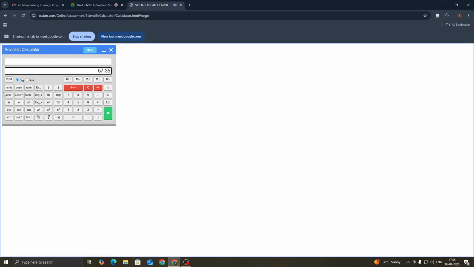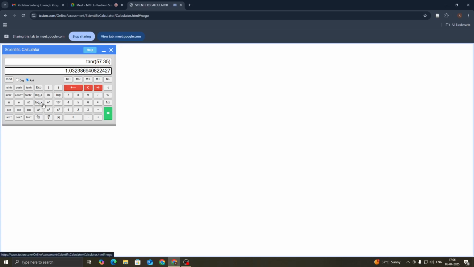After that I'll press this tan button. Here tan d means degrees, because I have selected the mode as degrees. So in degrees the value of tan 57.35 is 1.56. If I want to convert to radians, I just have to press this radian button. That will give me the value in radians. I'll write down 57.35 again, then press the tan button, and I am getting tan r, tan in radians.